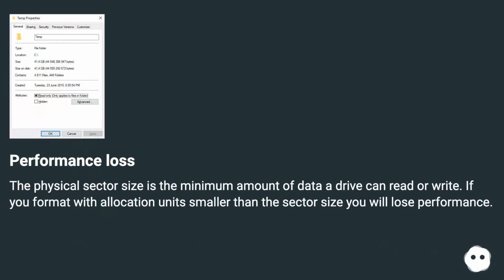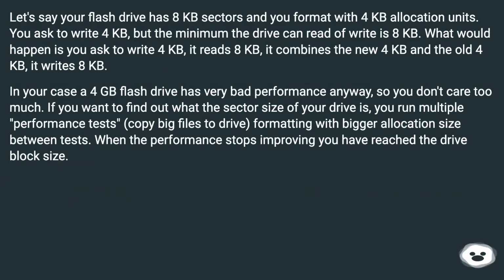Performance loss. The physical sector size is the minimum amount of data a drive can read or write. If you format with allocation units smaller than the sector size you will lose performance. Let's say your flash drive has 8 kilobit sectors and you format with 4 kilobits allocation units. You ask to write 4 kilobits, but the minimum the drive can read or write is 8 kilobits. What would happen is you ask to write 4 kilobits, it reads 8 kilobits, it combines the new 4 kilobits and the old 4 kilobits, it writes 8 kilobits. In your case a 4 GB flash drive is very bad performance anyway, so you don't care too much.